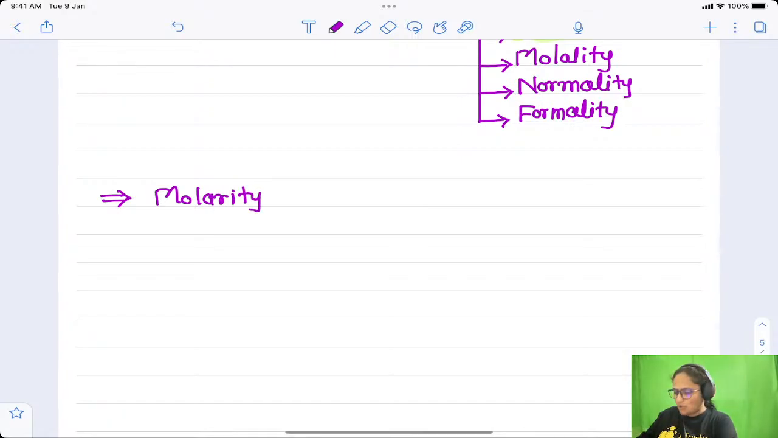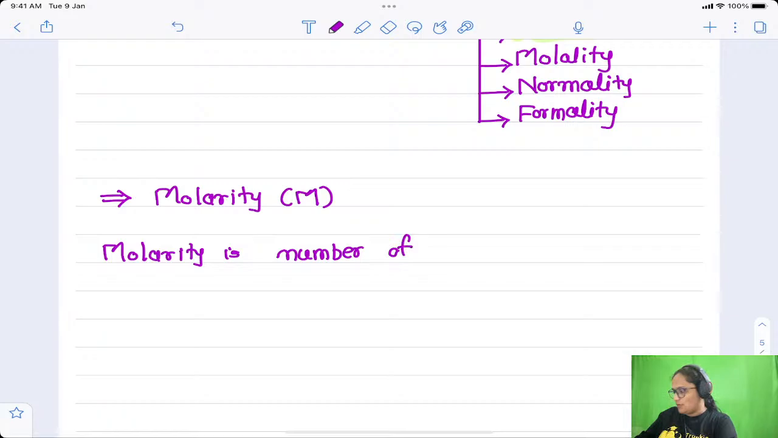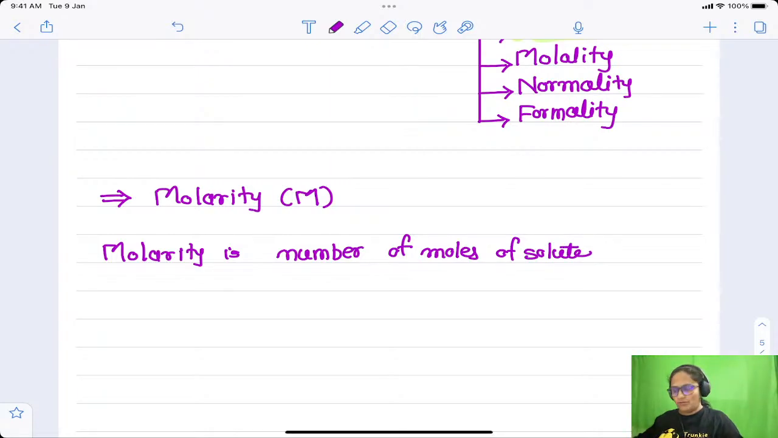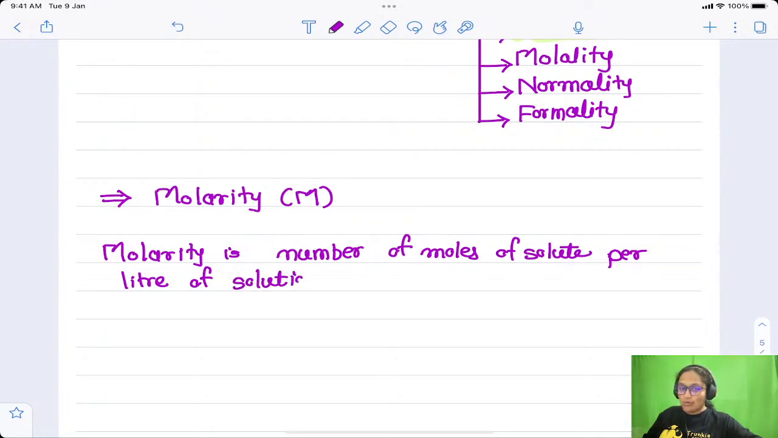Molarity is denoted by the symbol capital M. Okay, so what is this molarity? Let me just write down. Molarity is the number of moles of solute per liter of solution. So this is the molarity.